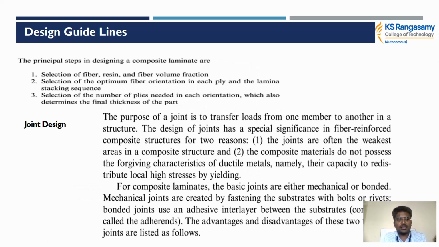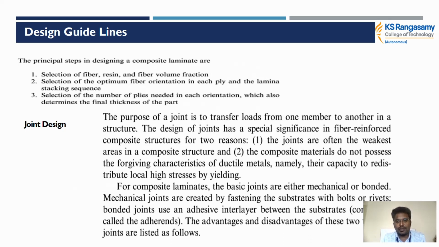Next, these are the major design guidelines. The principal steps in designing a composite lamina are the following. First of all, the joint design. Joint design is a major one in the design area. The joints are often the weakest areas of the composite structure.